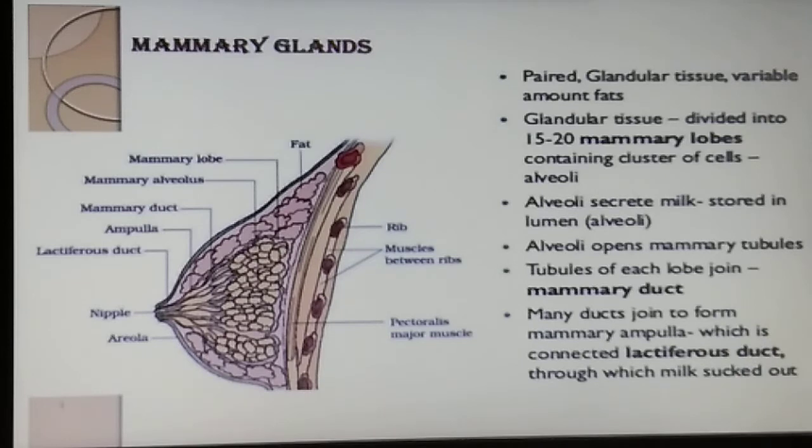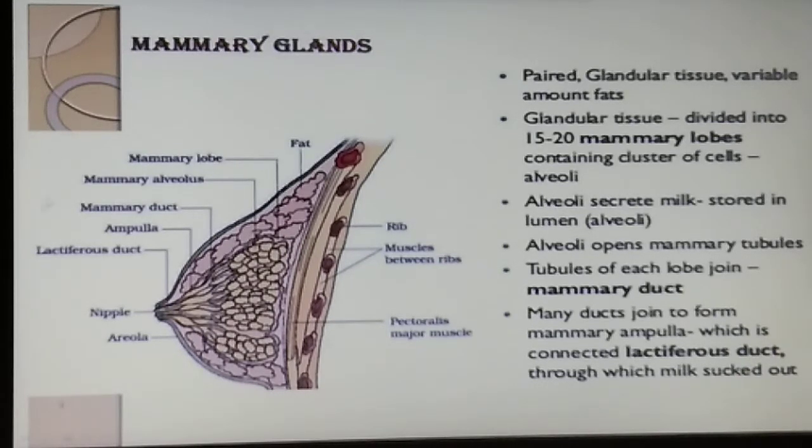And then the alveoli open into the mammary tubule, which further joins to form the mammary duct. Then many ducts join to form the mammary ampulla. So you can see here, this one is the ampulla, which is connected with this lactiferous duct, through which the milk is sucked out.